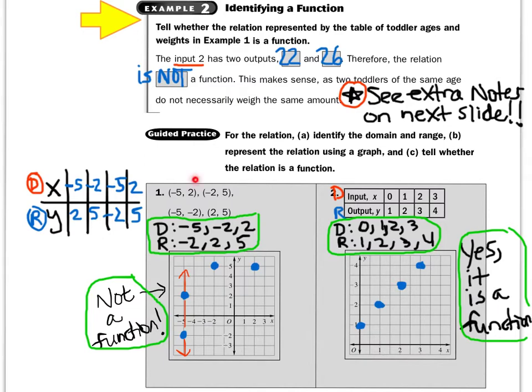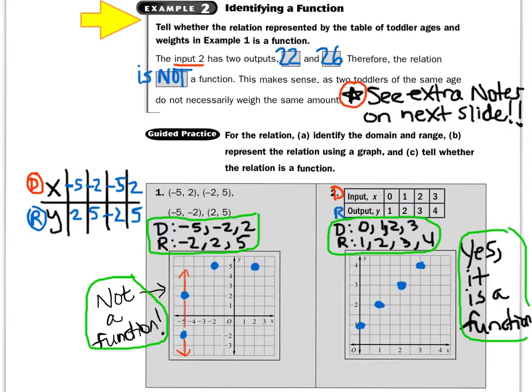They gave me 4 points. (-5, 2), so I start at the origin. -5 tells me to go to the left 5, get in the elevator, and the 2 tells me to go up 2 and put a dot. And then (-2, 5), so get in the origin, go to the left 2, get in the elevator, and then go up to 5 and put a dot.